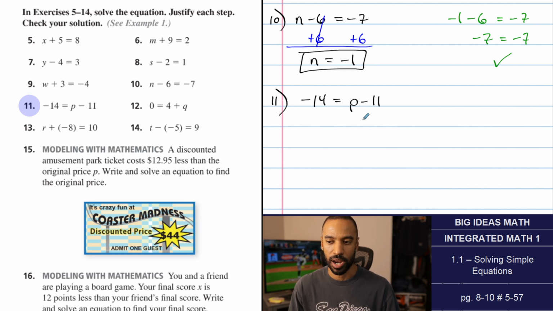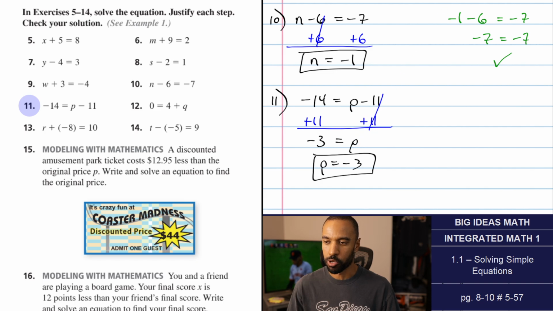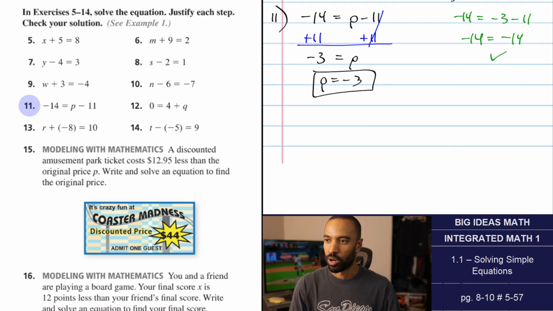So 11 is being subtracted from p, we must add 11 to both sides of this to make it what you want it to be, which is the final answer of, in this case, negative 3. Now, negative 3 equals p is another way of saying p equals negative 3. And for the most part, I'm going to want to turn that around because I like it more. Now, negative 14, we need to see if that's negative 3 minus 11. Negative 3 minus 11 is negative 14, so I think all is right in the algebra world for number 11.